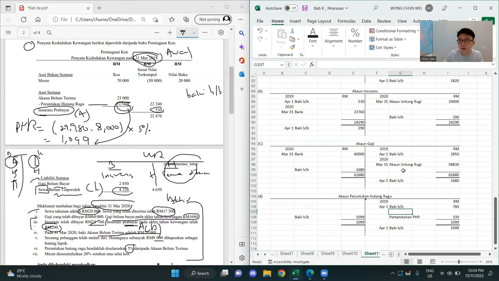Peruntukan hutang ragu. I'm lazy to type everything, so I just put PHR. So this is on 2020, March 31st. So same goes with this one, 2020, Ringgit Malaysia, March 31st. Well, this one you can put here also. Sorry, this should be... Why did I put this figure? This is 1099.